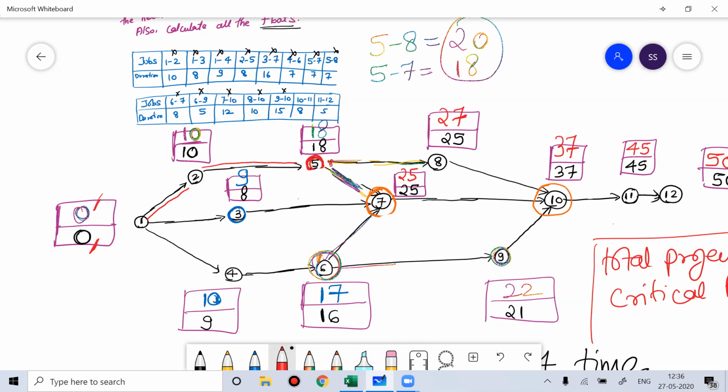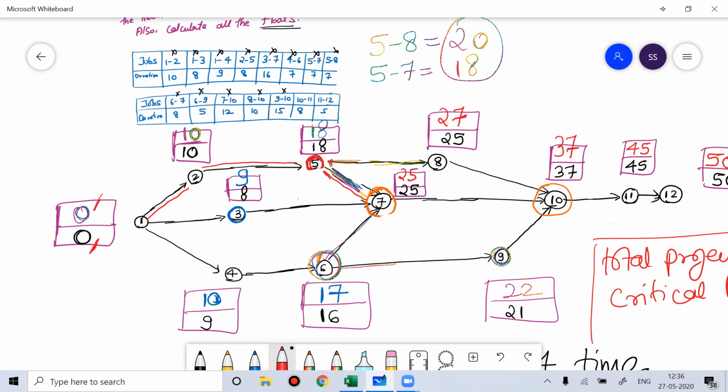Then you can see 25 25, so this is your critical path. Then you can see 17 16. So if the latest time and the earliest time are both the same, then it would be a component of the critical path. Then 27 25, it can't be the critical path.